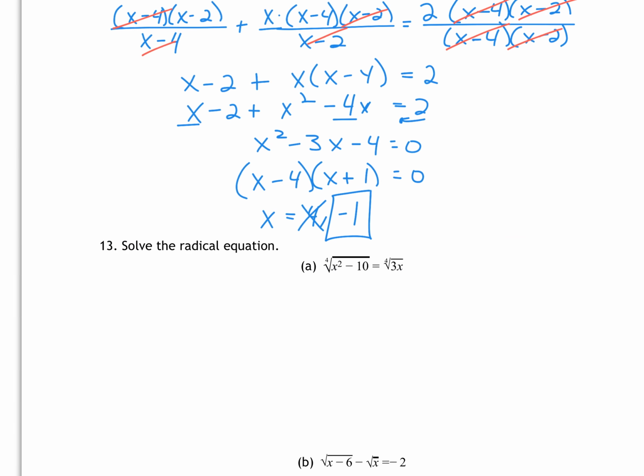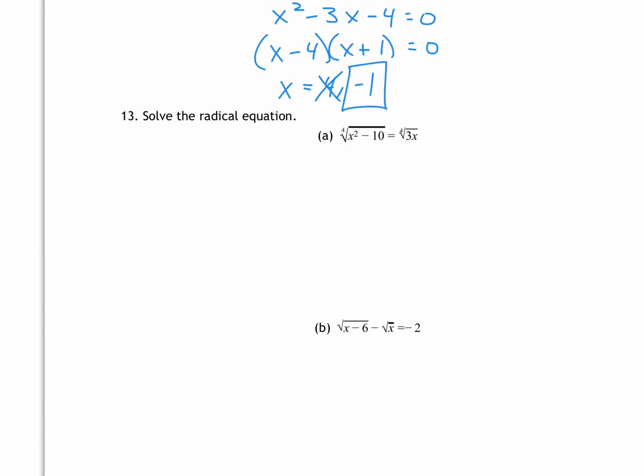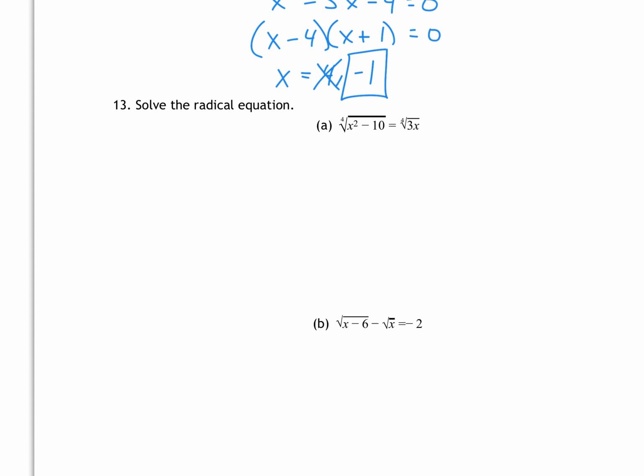The last bit here on the second study guide was the radical equations. So remember, with radical equations, in the first situation here, since they both have a fourth root and there's no extra on the outside, all we're going to do is raise both to the fourth power, because that cancels our radical. Which means I'm left with x squared minus 10 equals 3x.